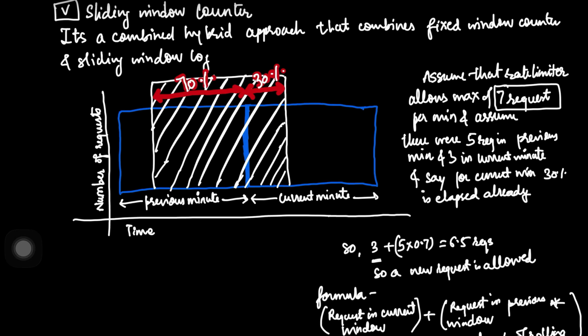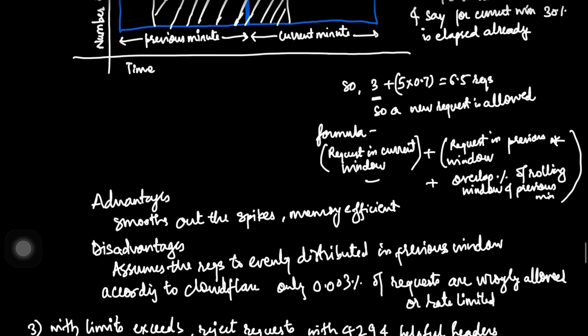and the previous minute. We calculate the count using a simple formula, where we take the requests in the current window plus the requests in the previous window, multiplied by the overall percentage of the rolling window that overlaps the previous minute. Based on that, we say whether it is allowed or not.